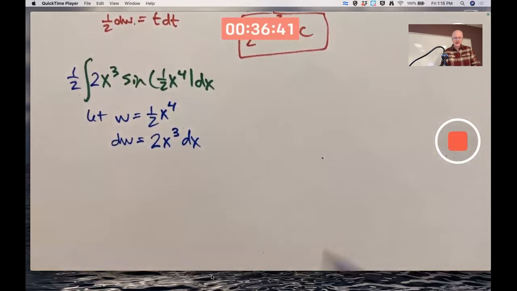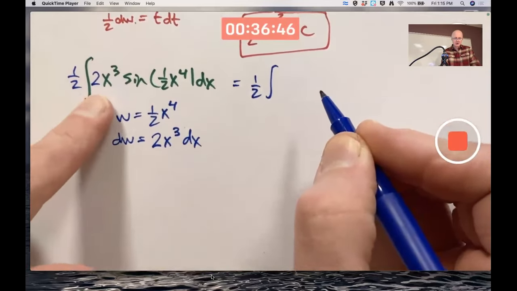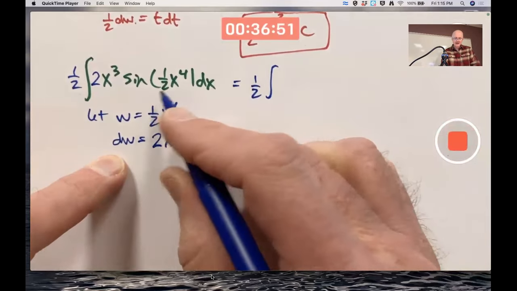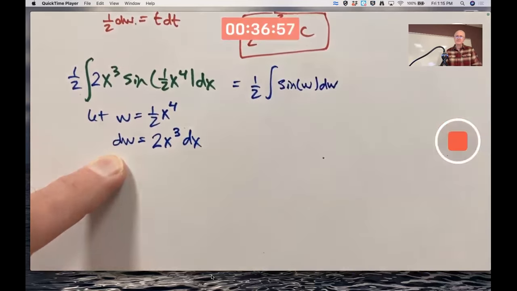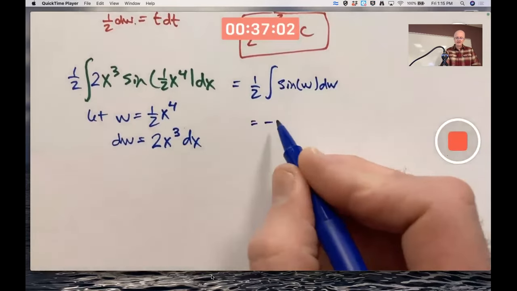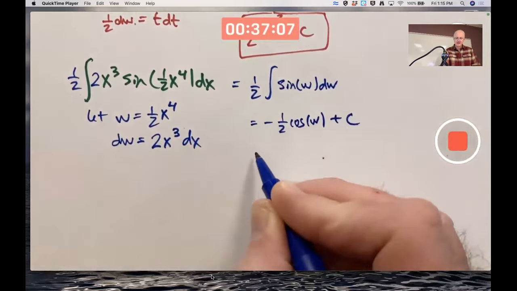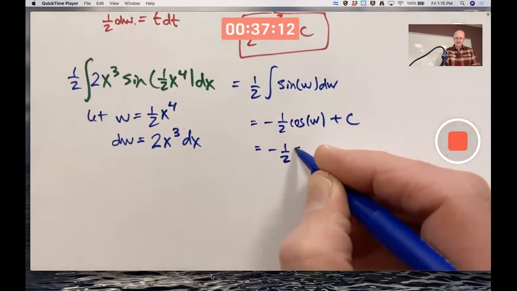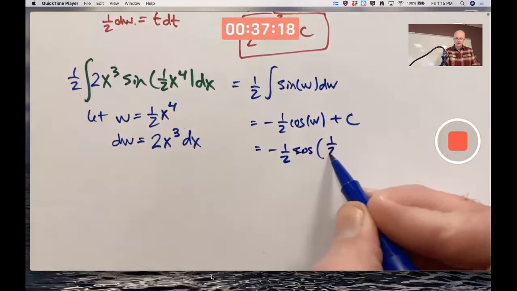If you do it this way, now that means you get 1/2 times the integral, the 2x cubed dx combined to give you a dw, and the sine of this becomes a sine of w. So you can just write this. And that integral is negative 1/2 cos of w plus c, but don't stop there. Get it back in terms of your original variable, in this case, x. Negative 1/2 cosine. What is w? It's 1/2 x to the 4th.